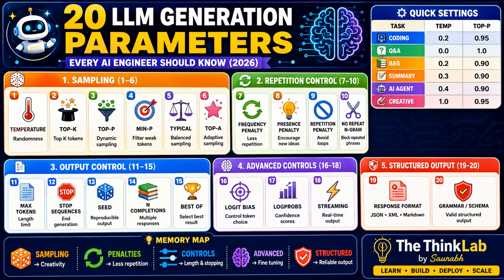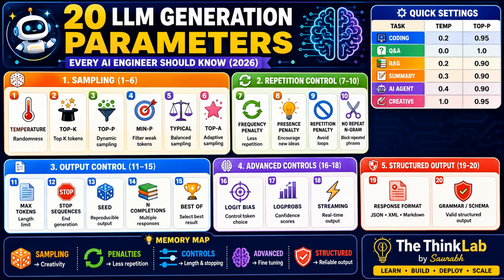So number three is the top P. Top P is also called nucleus sampling. Instead of selecting a fixed number of words, the model selects words until the combined probability reaches the top P value. So this creates a balance between quality and diversity. Most modern LLMs use top P.